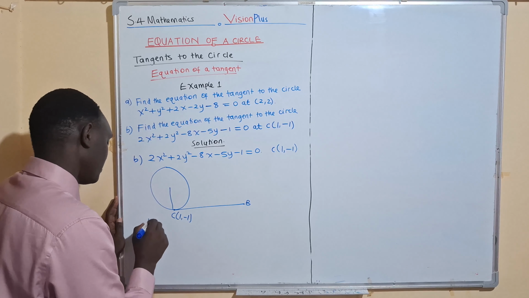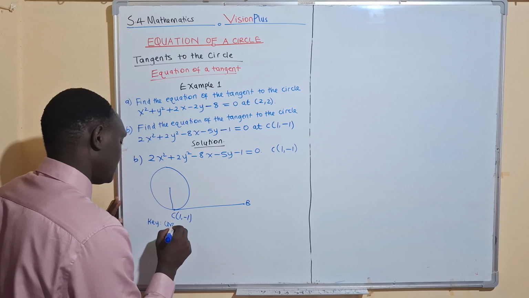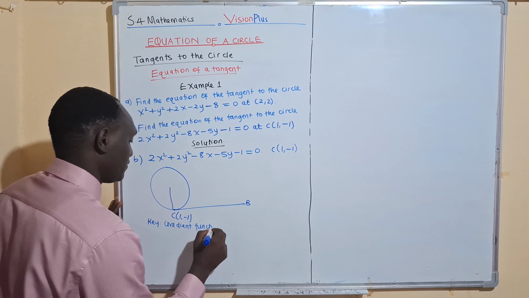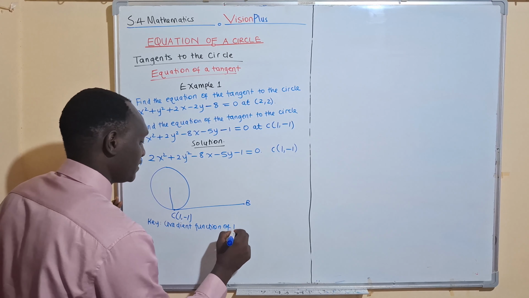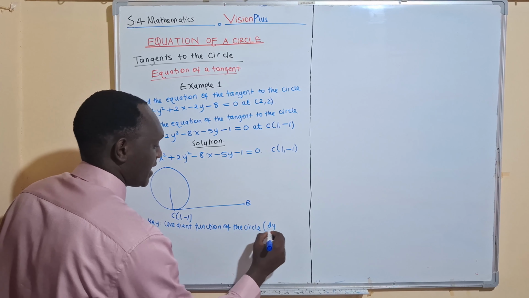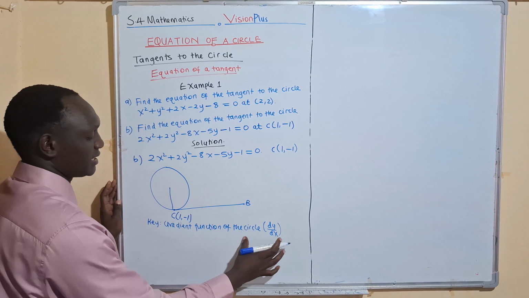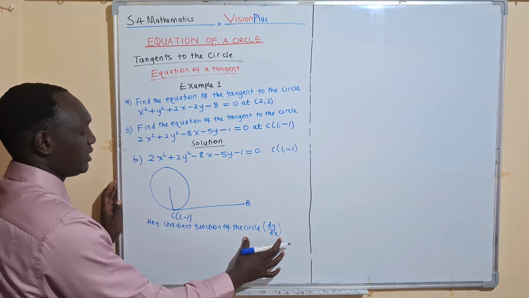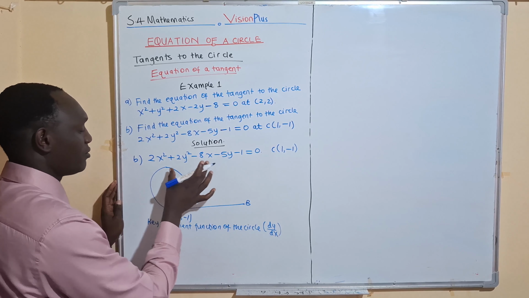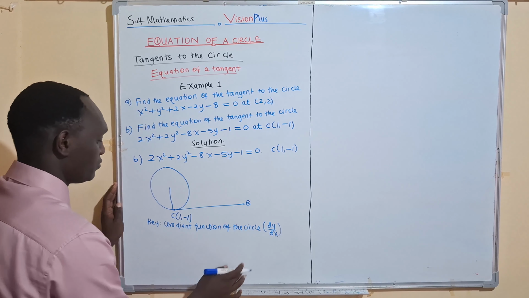What do we need? That is very important. The key thing here is the gradient function of the circle. Gradient function of the circle. That is simply dy/dx. How do we find the gradient function of the circle? Here we need to differentiate, okay, both sides of the equation of the circle with respect to x.